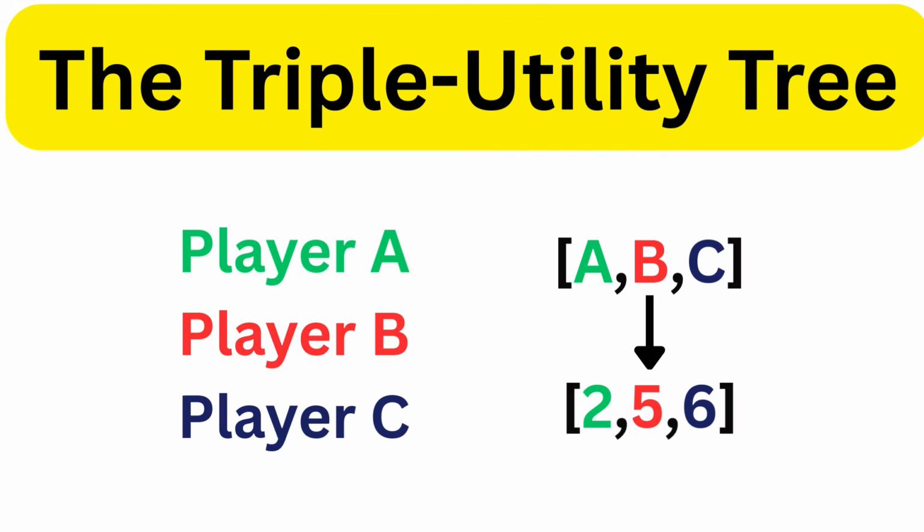Instead, we use a concept called max n. In a three-player game, we don't pass a single number up the tree. We pass a triplet. This vector represents the utility for all three players. At any given node, the player whose turn it is will choose the path that maximizes their specific value in the triplet. They don't care about the others. They only care about their own score.